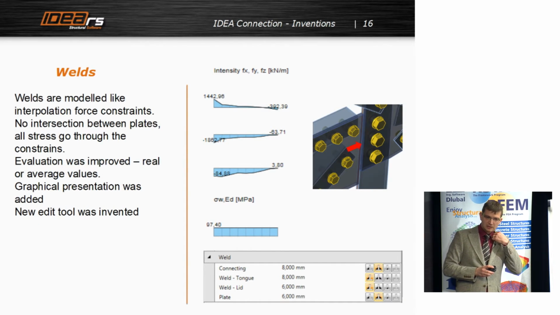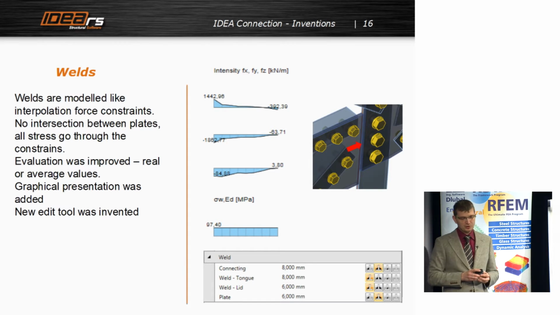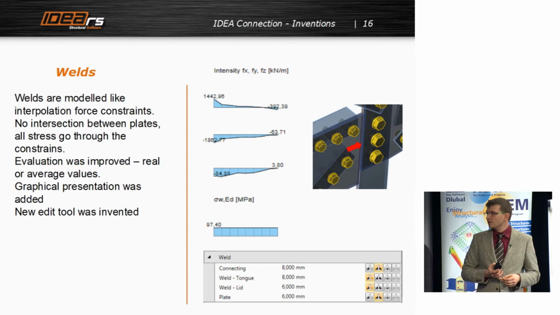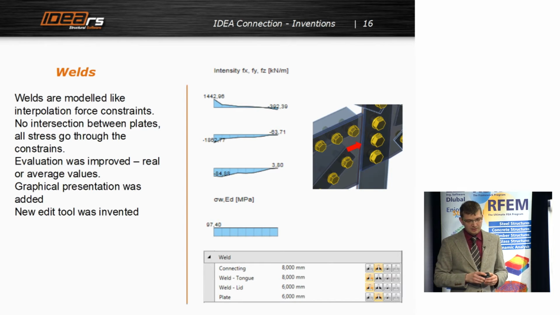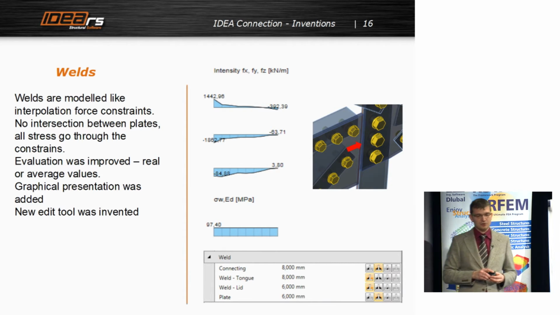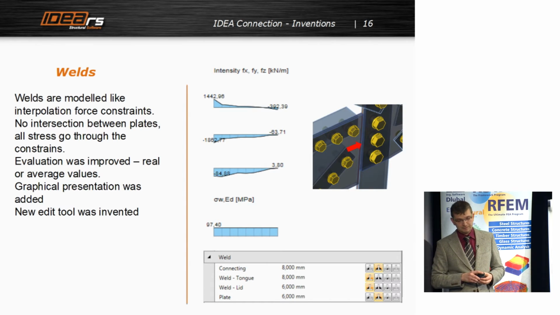Also, the welds are modeled like interpolation constraints. I have already mentioned, we can provide you, let's say, a clear view of what is happening in the weld. That means that we can calculate the intensities in the weld, and from that we can calculate the stresses. And of course, check the welds according to these stresses and according to the code formulas.